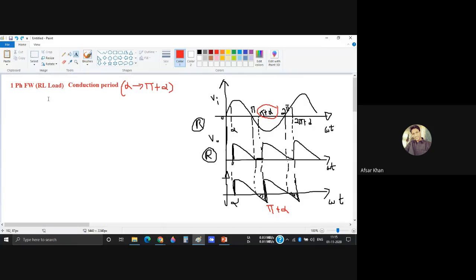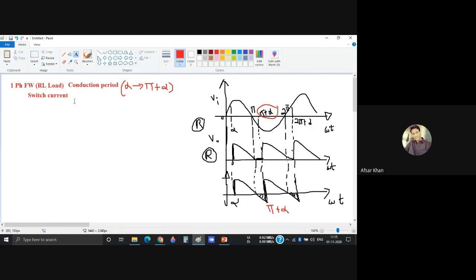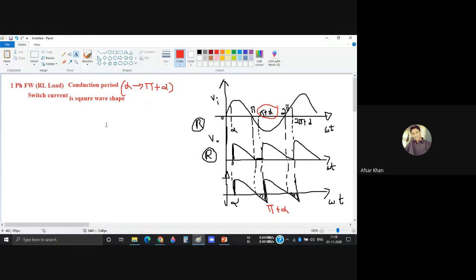So this point you have to remember: switch current or thyristor current or SCR current. Any switch you can use: thyristor, SCR, IGBT, MOSFET. So we can write switch current, only switch, not SCR. Switch current is which wave? It is always a square wave. You have to remember this. Switch current shape is square wave shape. First and very important point: the switch current is square wave shape.